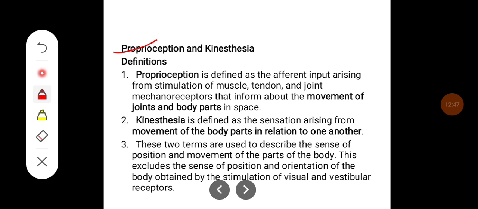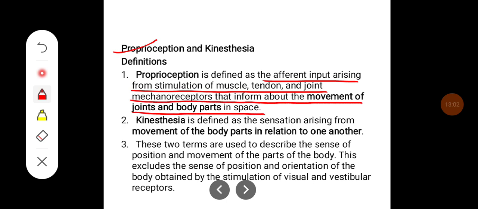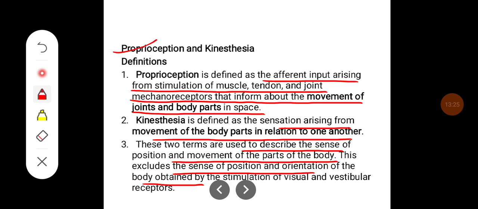Proprioception and kinesthesia. Proprioception is defined as afferent input arising from the stimulation of the muscle, tendon, and joint mechanoreceptors that inform about the movement of joints and body parts in space. Kinesthesia is defined as a sensation arising from the movement of the body parts in relation to one another. These two terms are used to describe the sense of position and the movement of the parts of the body. This excludes the sense of position and orientation of the body obtained by the stimulation of visual and vestibular receptors.